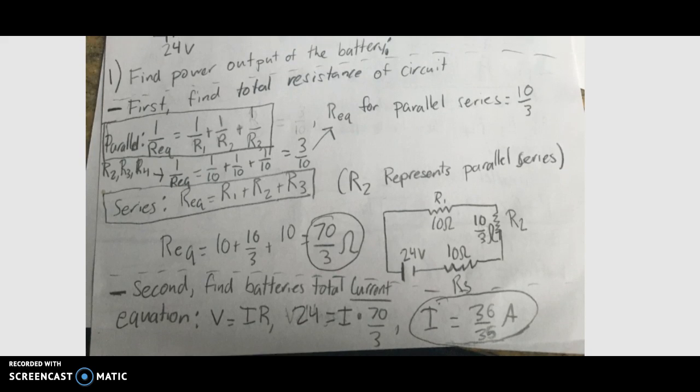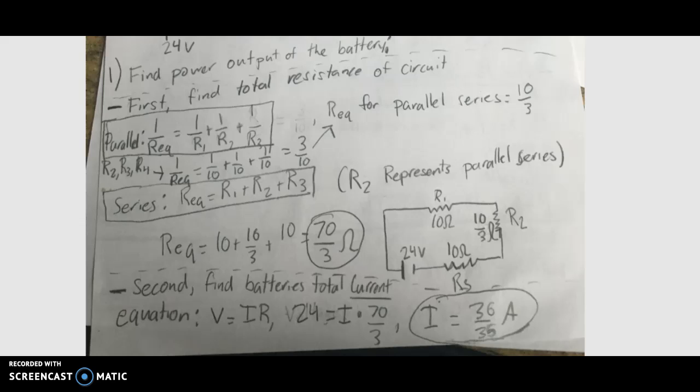But let's voyage ahead and look at number 1, finding the power output of the battery. So there are really 3 steps to this. The first thing we have to do is find the total resistance, because before we find the power, we have to know what the resistance is. So we have 2 equations to find resistance: a parallel equation and a series equation. The parallel equation is 1 over the entire resistance is equal to 1 over R1 plus 1 over R2 plus 1 over R3, and so on.